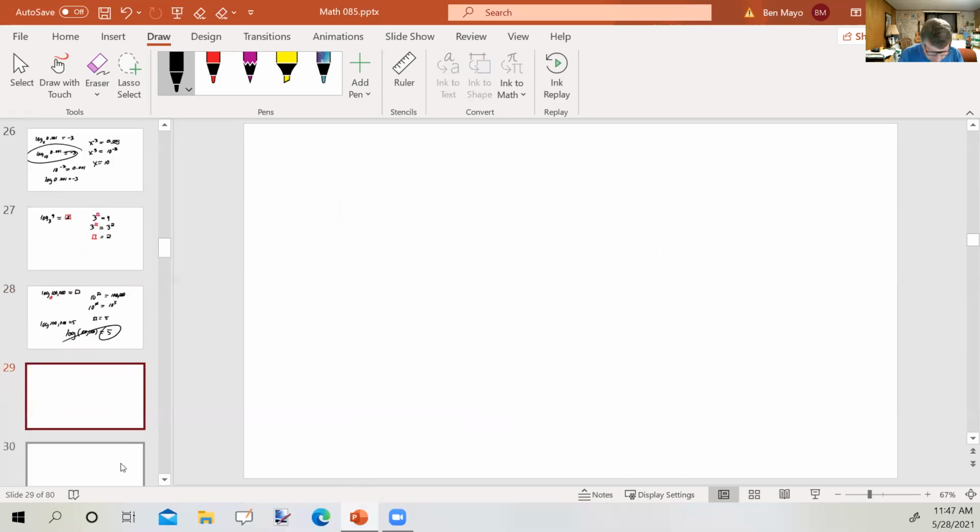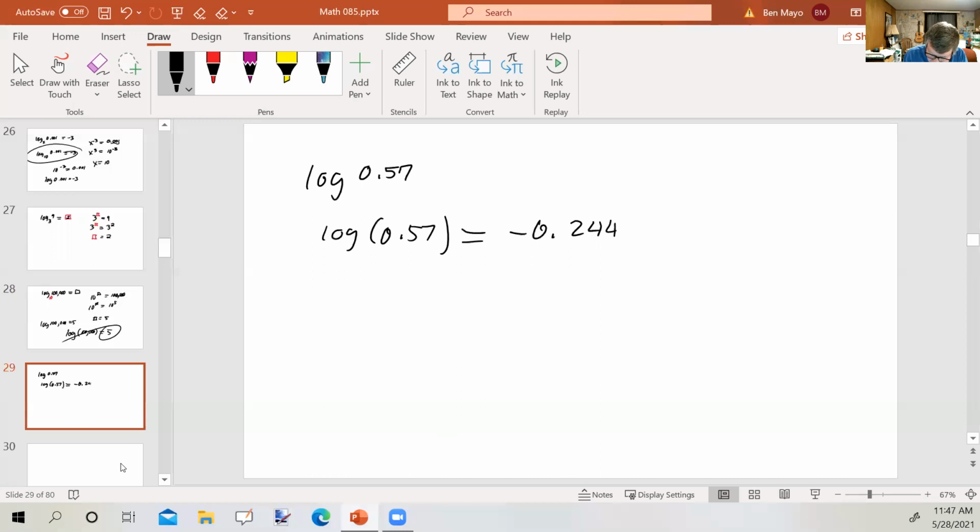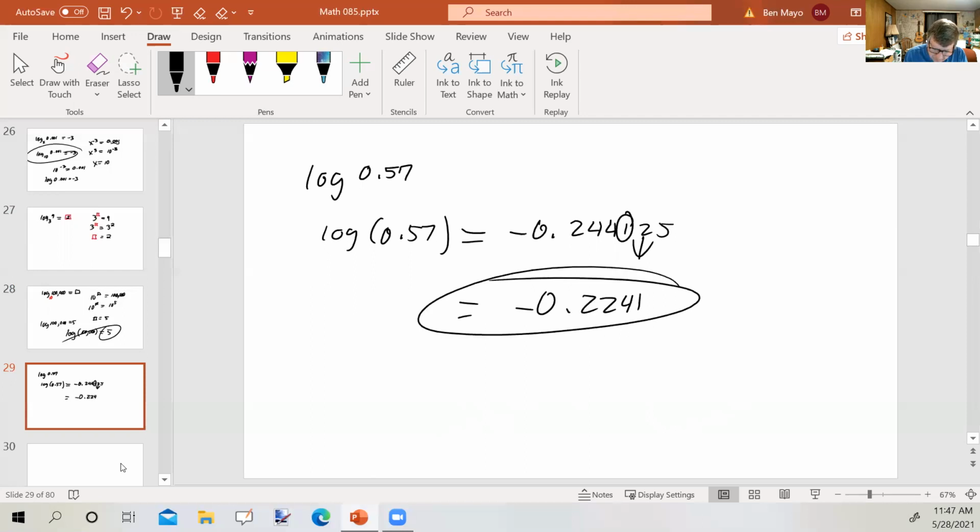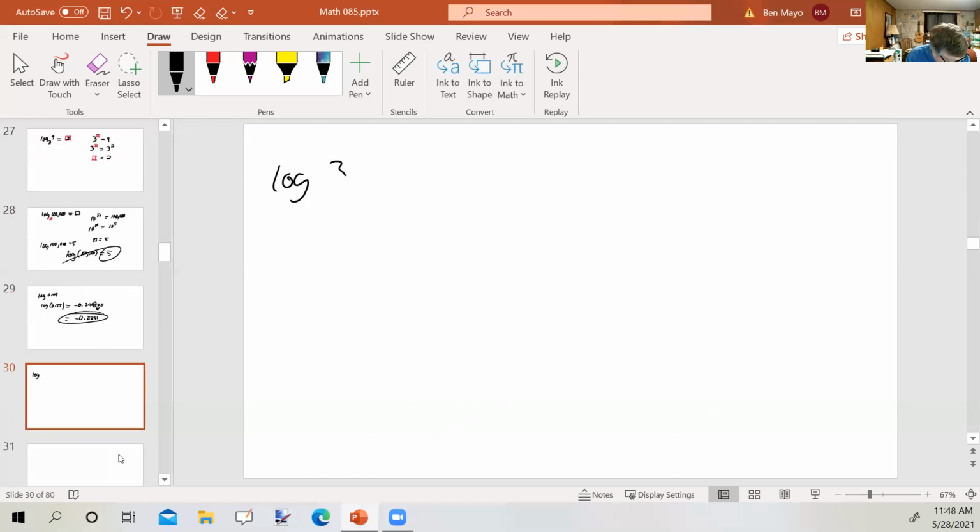Now we're going to use our calculator to find the log of 0.57. So again, this is log base 10. On my calculator, I'm going to push the log button. A left-hand parenthesis shows up, 0.57. Close it up with a right-hand parenthesis, push equals. They said to give the answer to 4 decimal places. Negative 0.244125, etc. There's your 4th decimal place, the 2 rounds down. So negative 0.2241.